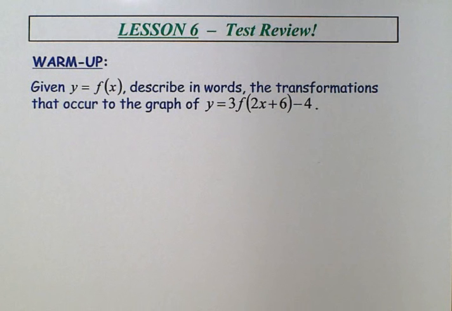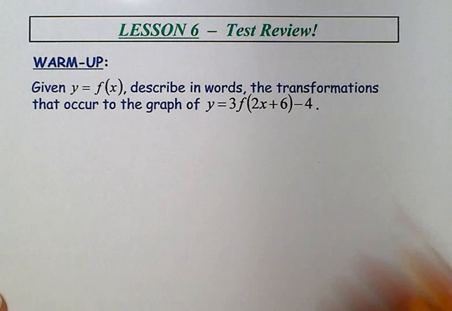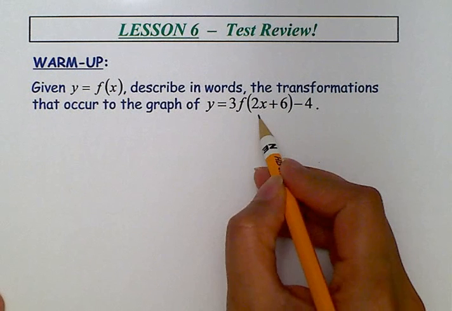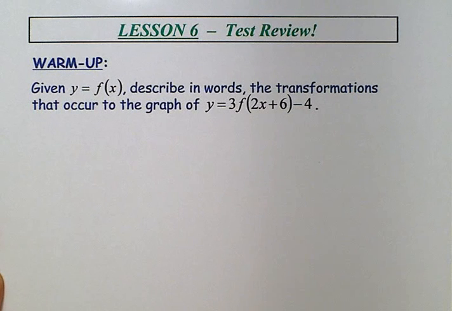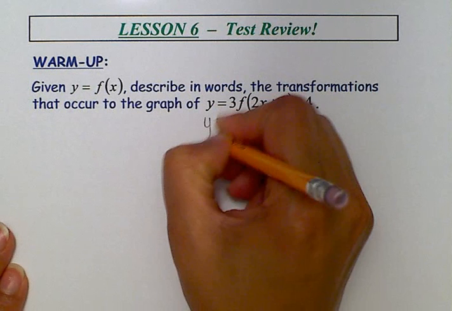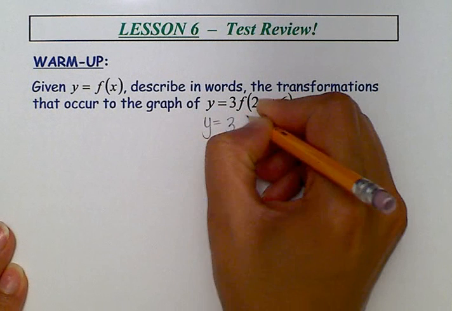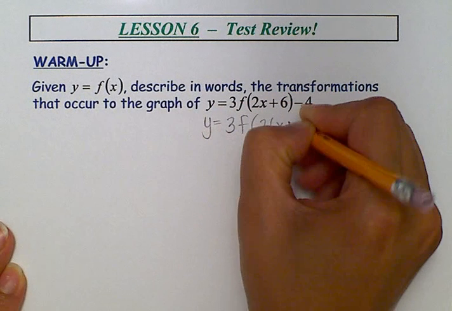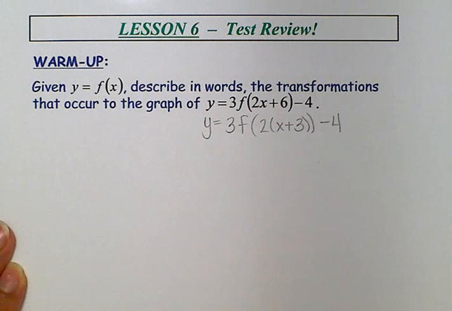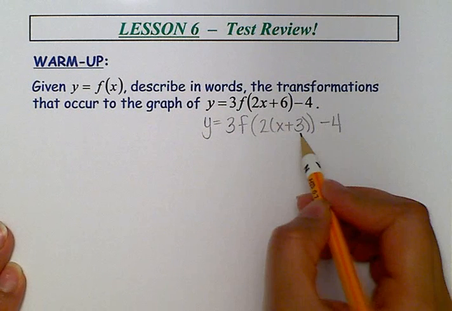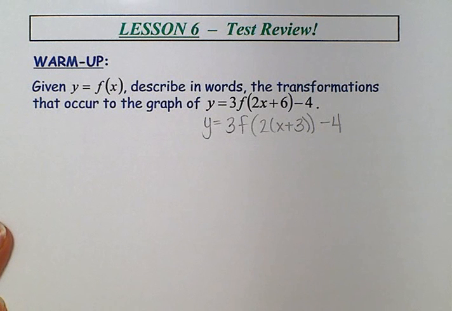If I look at the way the equation is written, I'll notice that the horizontal transformations are not in the factored form that they need to be. So the first thing I'll do is factor out the 2 where the horizontal transformations are concerned. When I factor out the 2, I'm left with x plus 3. Now I can look at each of the different transformations and describe them.